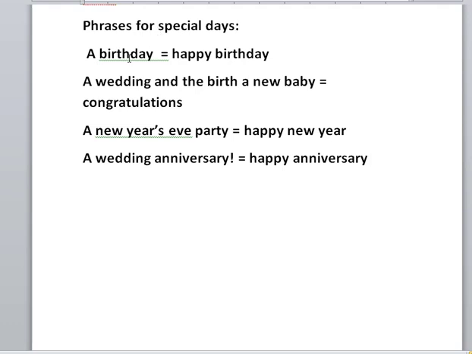Happy birthday, a wedding and the birth of a new baby, congratulations, a New Year's Eve party, happy new year, a wedding anniversary, happy anniversary. When your friend has a birthday, you say happy birthday. A wedding and the birth of a new baby, you say congratulations. Okay. A New Year's Eve party, you say happy new year. A wedding anniversary, you say happy anniversary. It's all about phrases for special days, okay, with your family and also with your friends, okay.